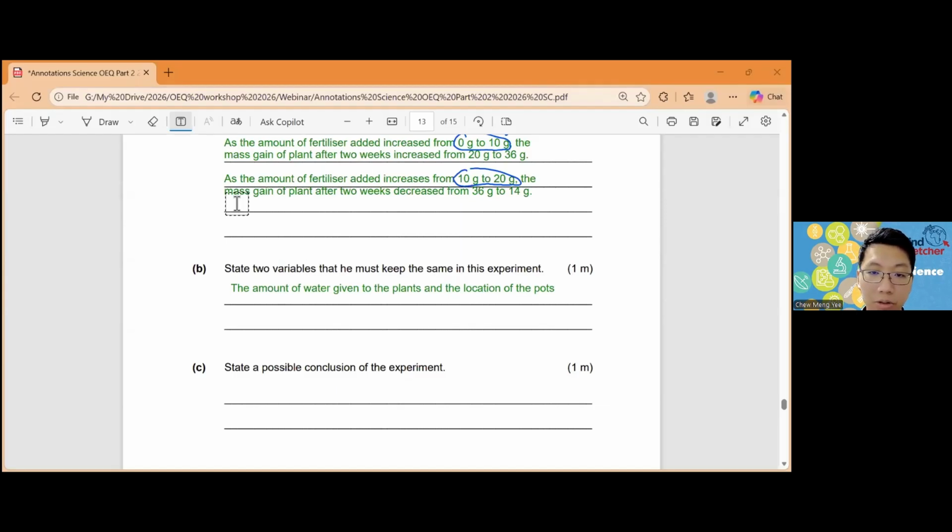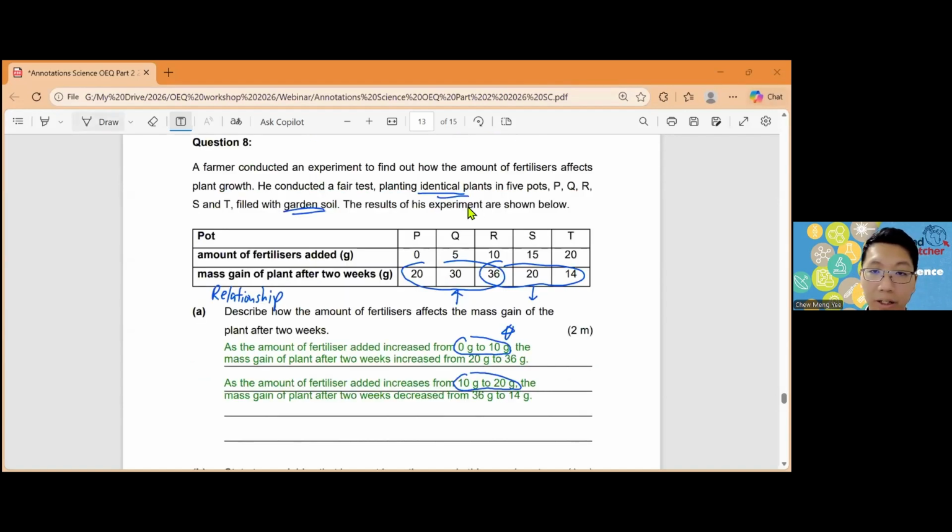What is a possible conclusion? So what are we finding? What is the aim? Okay, I haven't identified the aim, right? To find out how the amount of fertilizers affects the plant growth. Now, a possible conclusion, there are a few things that we can conclude. Okay, so a conclusion can be a statement. And I want to find out how the amount of fertilizers affects the plant growth.